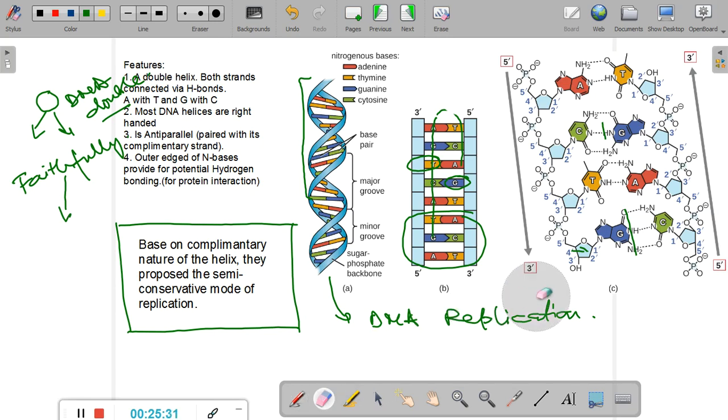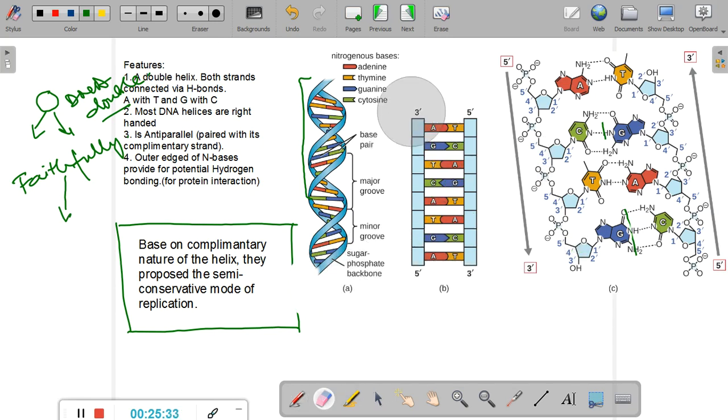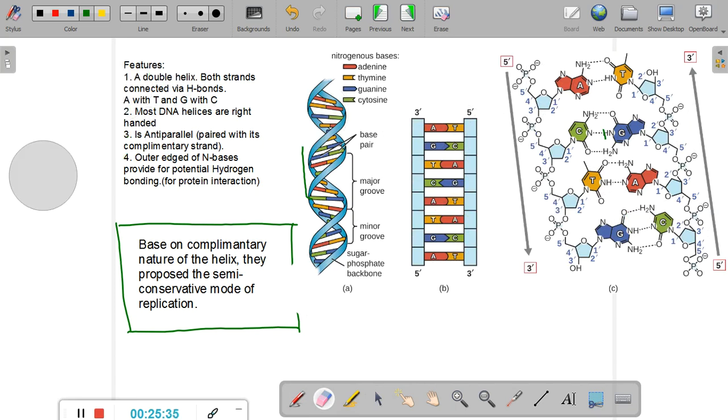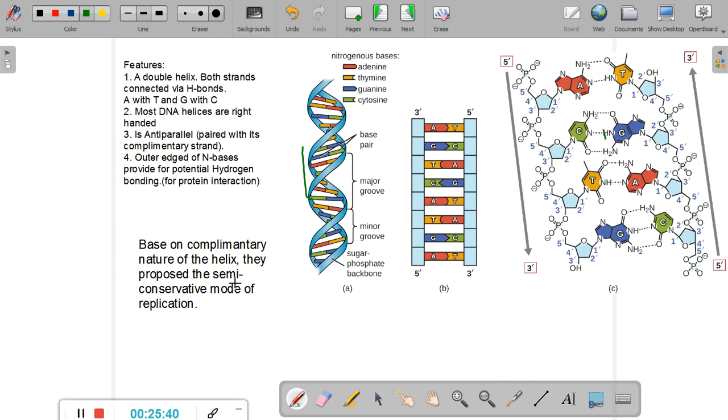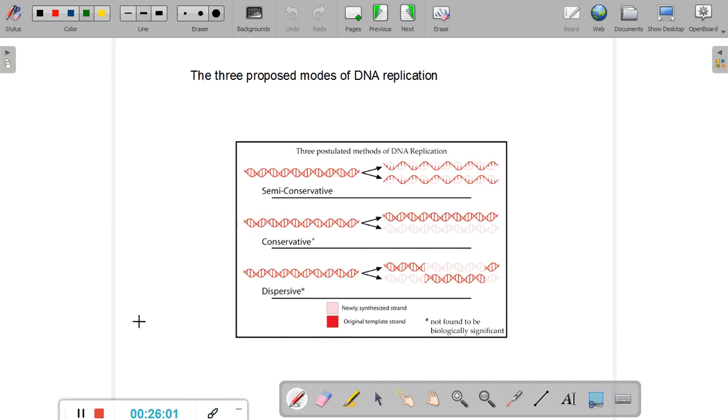Now, during the times of Francis and Crick, there were these theoretical ideas and theoretical models about how the DNA replicates. Now, the idea that Francis and Crick proposed was that DNA, this particular molecule, replicates semi-conservatively. So they proposed the semi-conservative mode of replication. Now, what is this semi-conservative mode of replication? We'll take another 5 minutes on this particular session and understand the three different models that were proposed during those times.